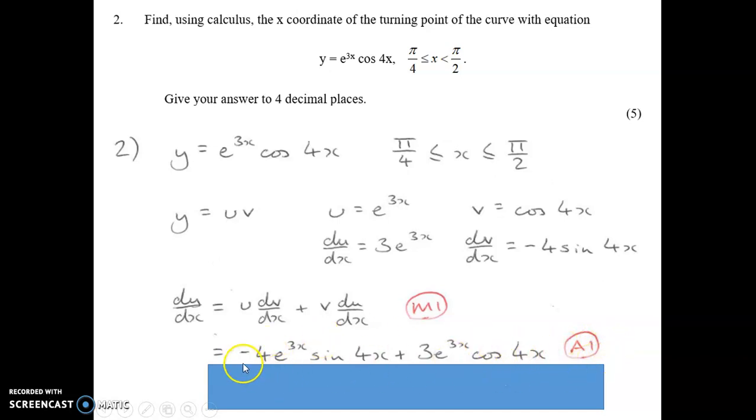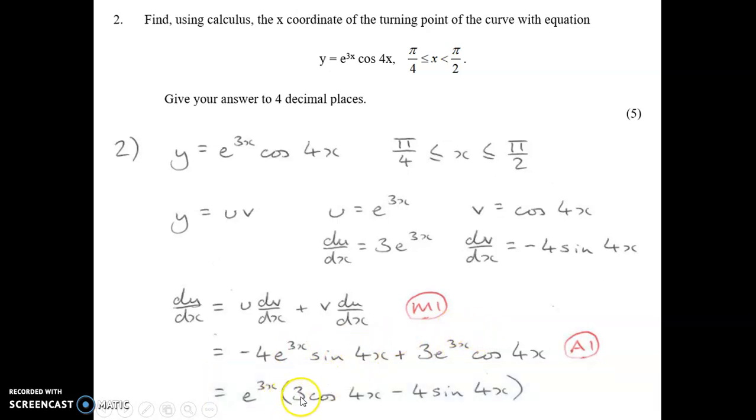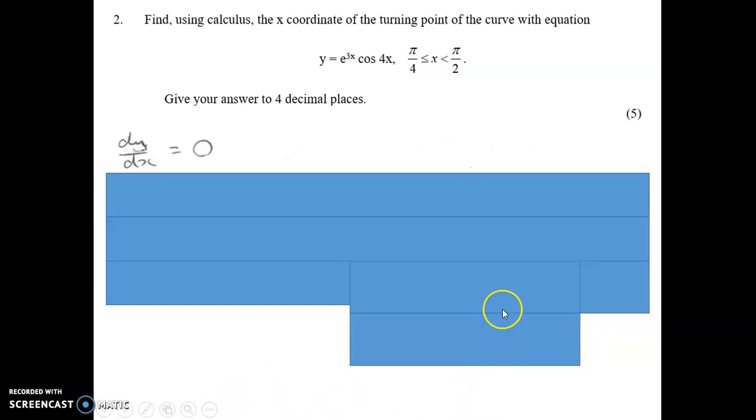I probably want to tidy this up a little bit. I can factorise this because there's a common factor of e to the 3x. So if I take that out as a common factor, I then in the brackets get 3 cosine 4x minus 4 sine 4x. So I've differentiated the function, and we were actually asked to find the turning point, so we should know that the turning point is always found when the derivative, the gradient, is equal to 0. So my next step is I'm going to put this function equal to 0.